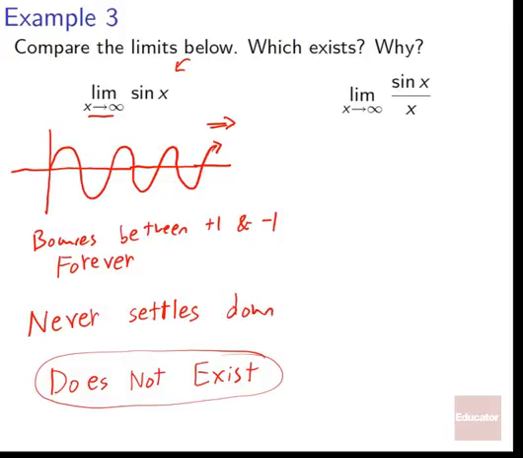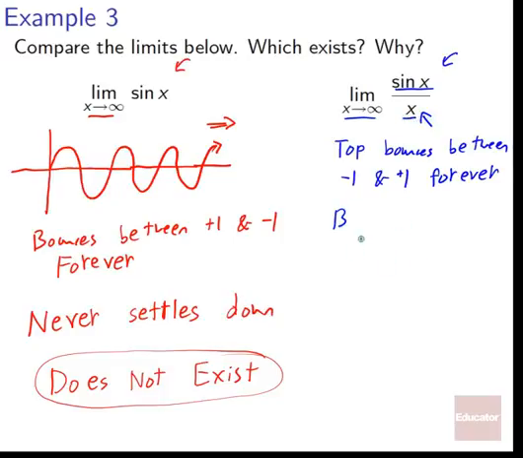What about our other limit, though? The limit as x goes to infinity of sine x over x. Well, what happens? Once again, sine x, our top, bounces between negative 1 and positive 1 forever. But the bottom grows forever, right? This x right here is going to get larger and larger as x goes off to infinity. So the top oscillates between plus 1 and negative 1, but our bottom gets larger and larger and larger.